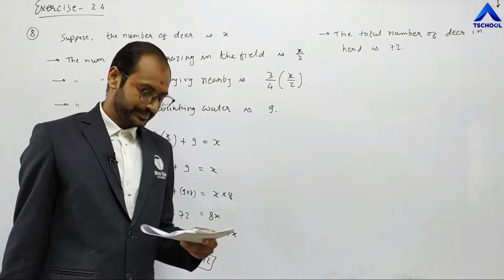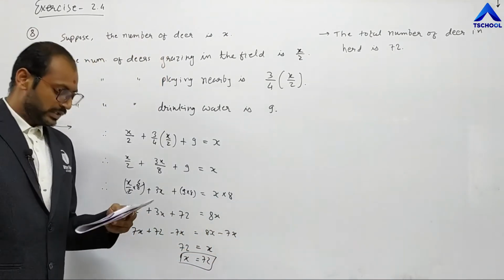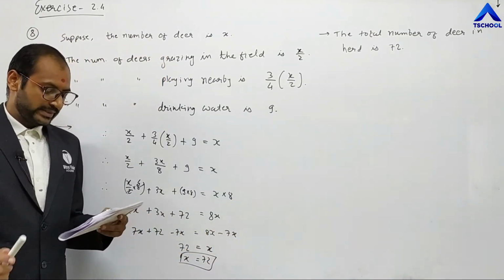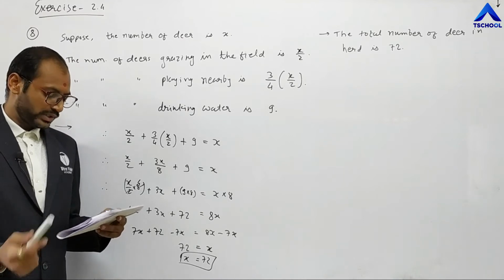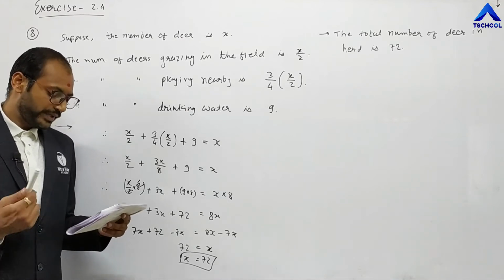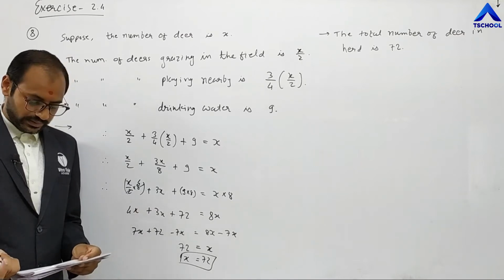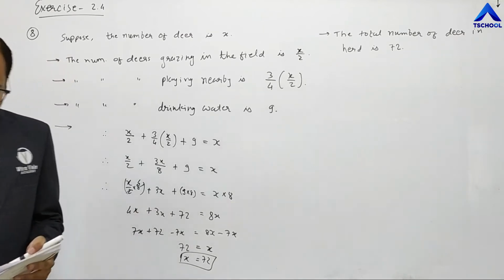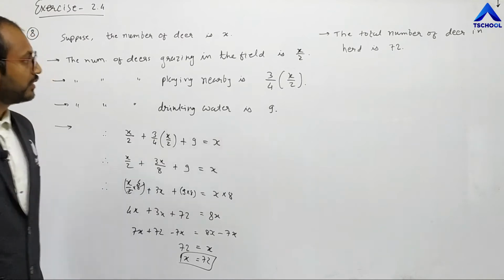Now question number 9. A grandfather is 10 times older than his granddaughter. He is also 54 years older than her. Find their present age.